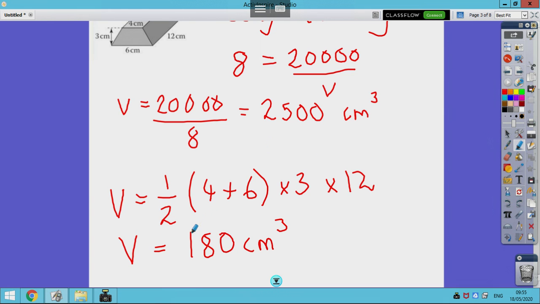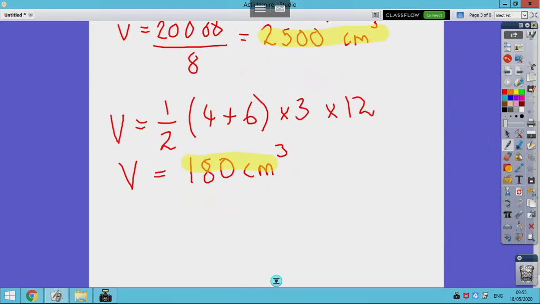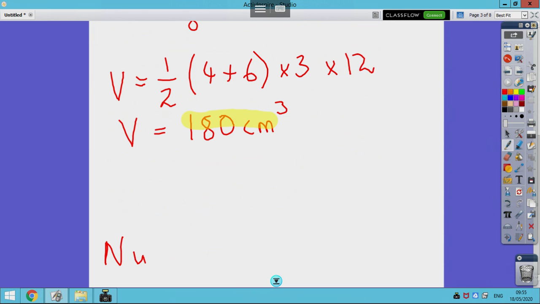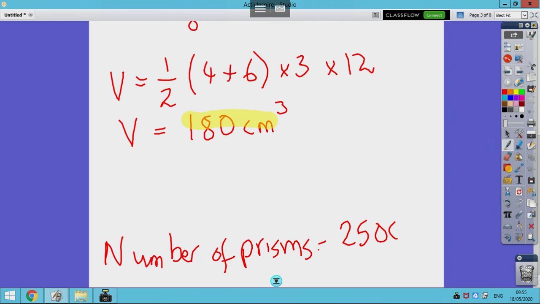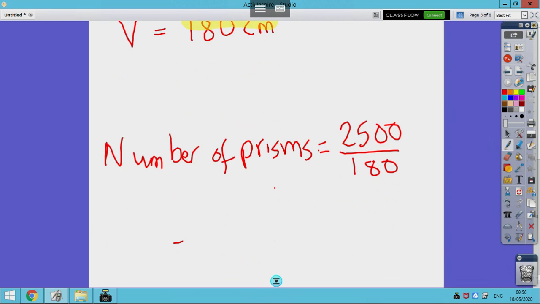How many of these fit into this, which we're going to do by division? Okay. So to find out the number of prisms, we do 2,500 divided by 180. And the answer we get there is 13.88.